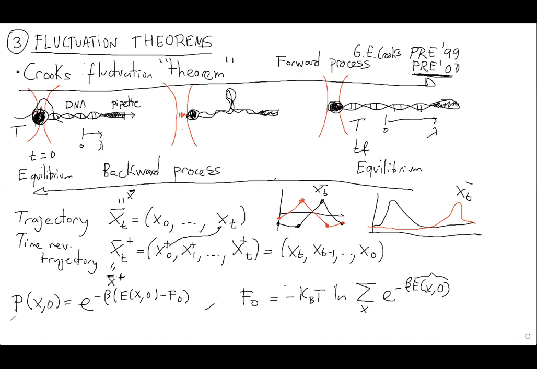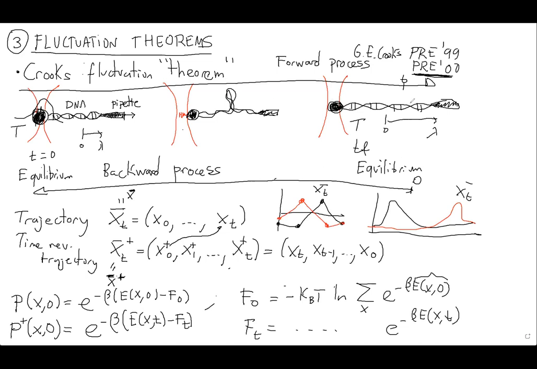Okay, this is the initial distribution, and the final distribution is similar because I end in equilibrium. P plus of x zero, because this is the beginning of the backward process. So in the backward process at time zero, I'm in equilibrium. This is e to the minus beta E of x t minus F t. Why am I using E of x t? This is the energy in the forward process at time t, because time zero in the backward process is time t in the forward process. So this is the energy of x at time t, and this is F t, which is equivalent. So I copy the same thing, but with minus beta E of x t. Okay, so these are the initial and the final distributions for the position of the particle, right?